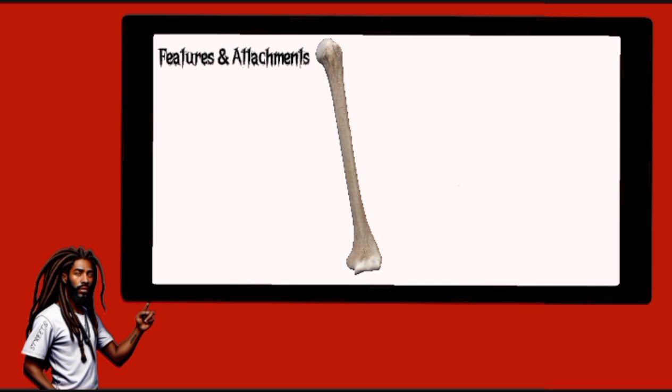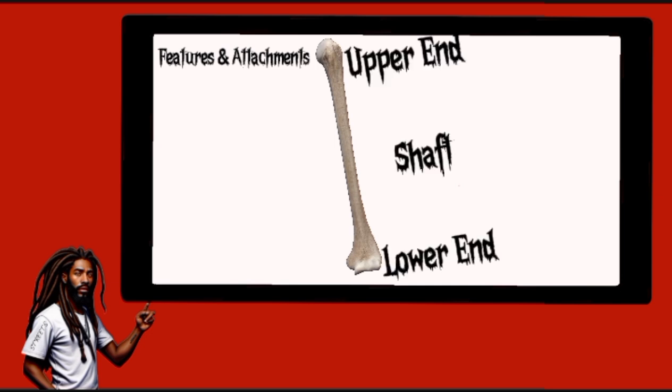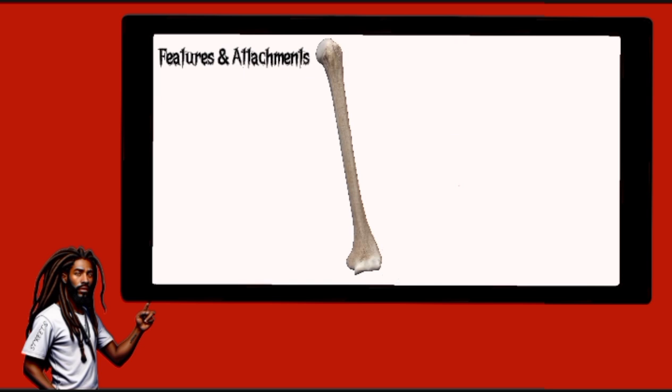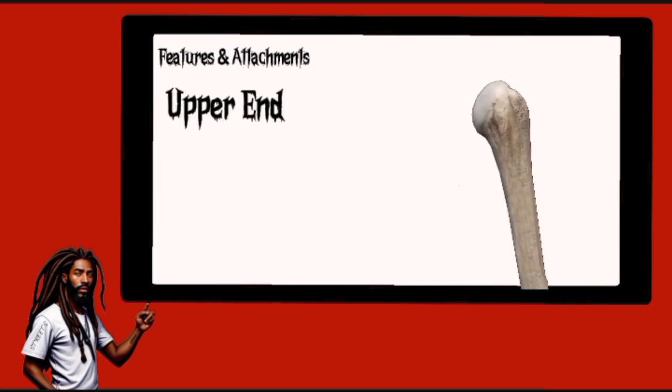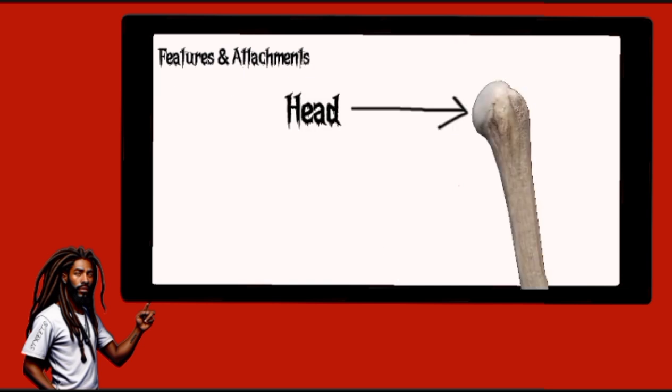Now make we carry body enter the features and attachment of this bone. We don already establish before say we get upper end, we get shaft and we get the lower end. So make we start from the upper end. In the upper end we don already look the head. Now let's go back to the head. The only thing wey dey notable about this head be say e dey covered with articular hyaline cartilage.